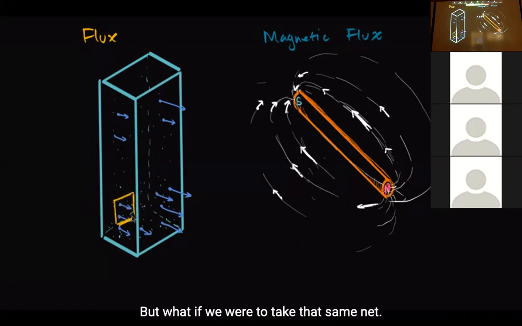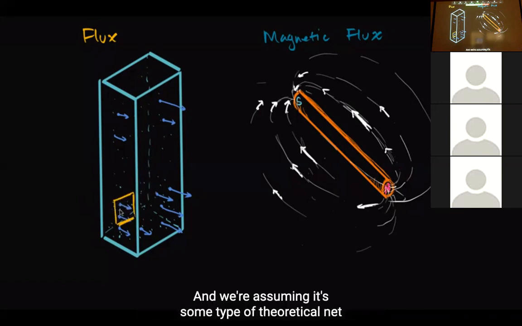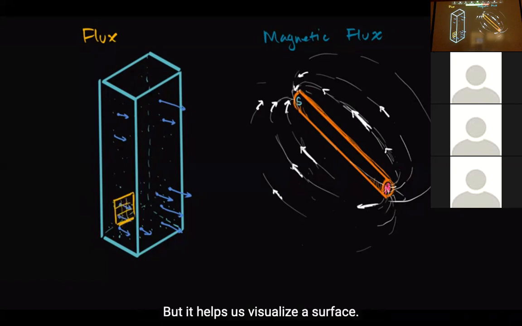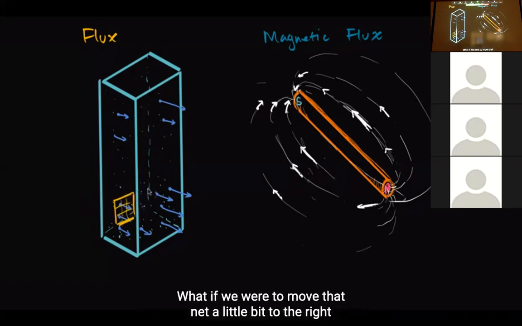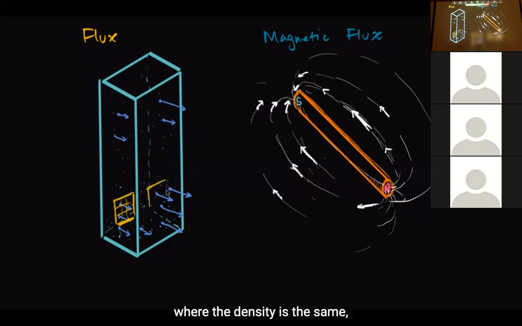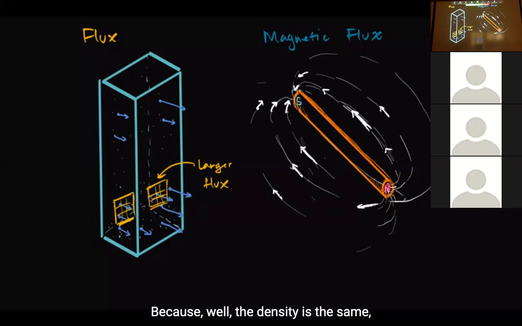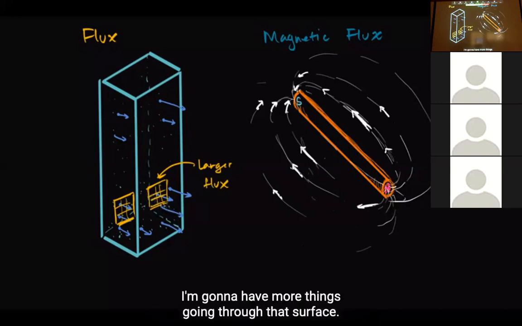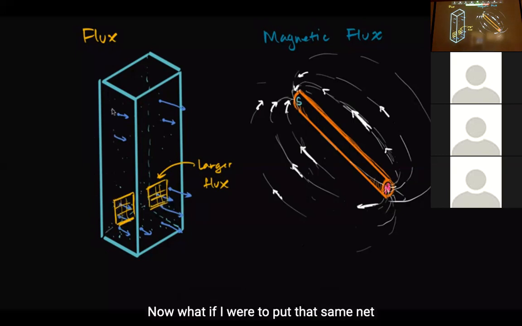But what if we were to take that same net, and we're assuming it's some type of theoretical net that does not impede the airflow, but helps us visualize the surface. What if we were to move that net a little bit to the right, where the density is the same, but the particles are just moving faster? Well, now our flux would increase. So this is larger flux. Why is our flux increased? Because the density is the same, but in any given amount of time, I'm going to have more things going through that surface.